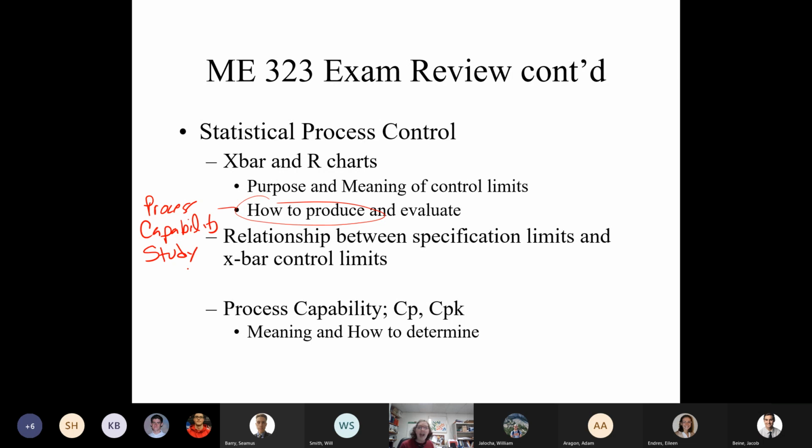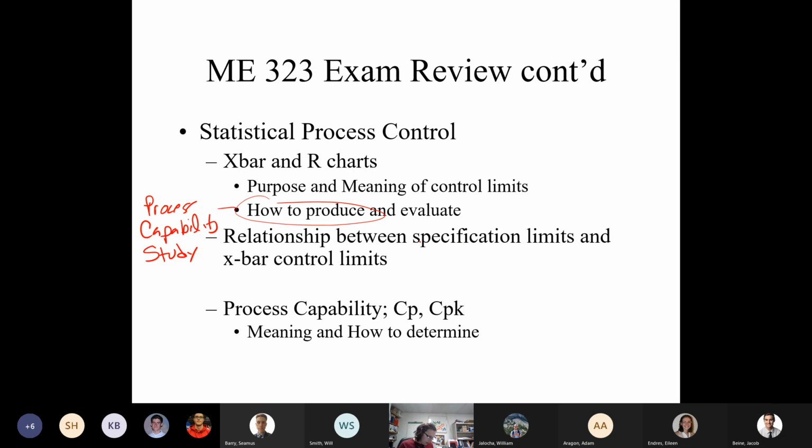So I'm not going to ask you to set up a control chart, but you should be able to describe the process by which we go through setting up a control chart. And if you're given limits, and you're given points, you should be able to evaluate and say, yeah, this process is in control. No, this process is not in control.